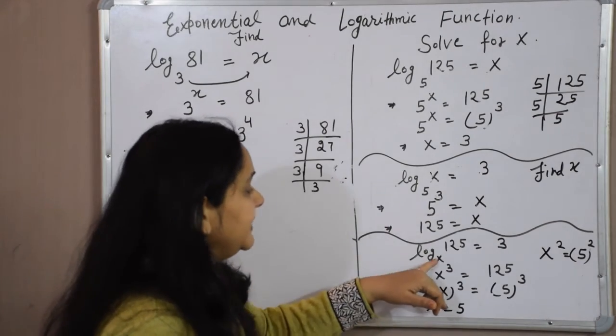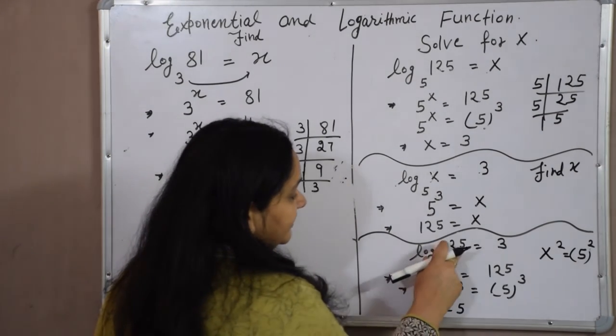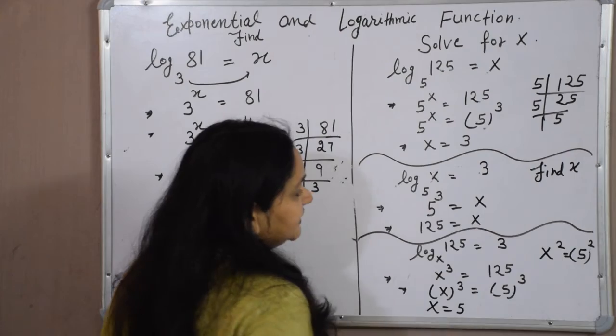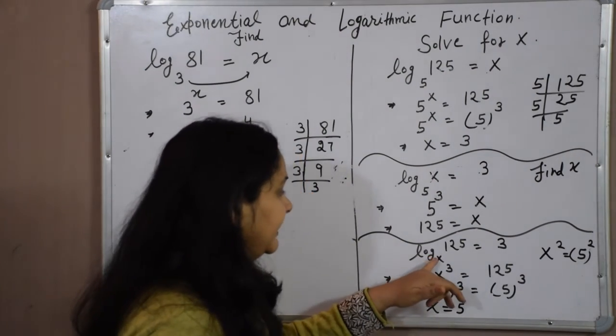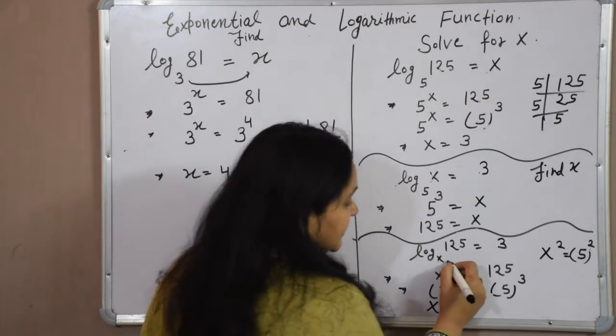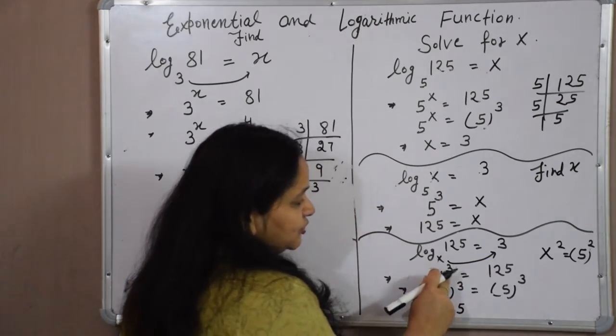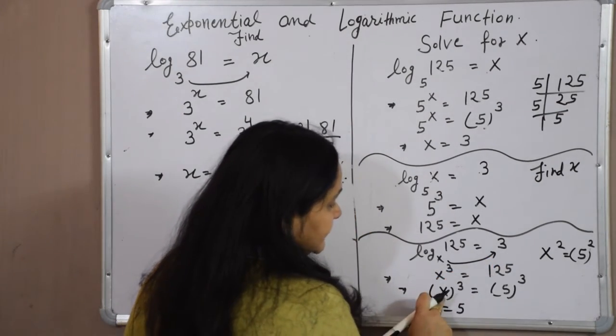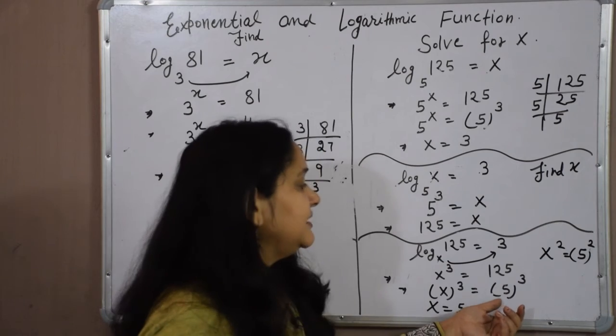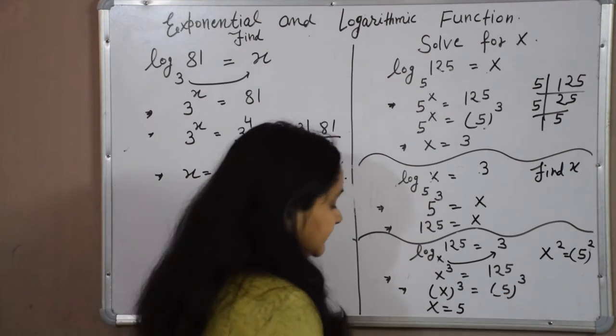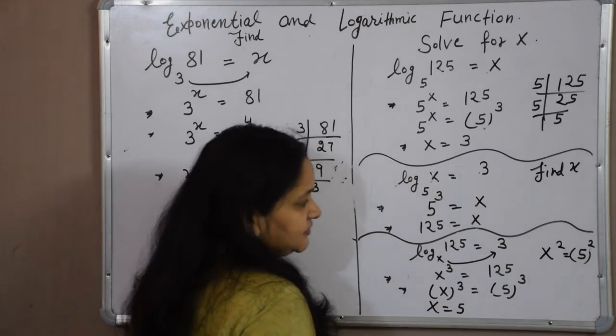Now the third is base is unknown. Log of 125 to the base x is equal to 3. How can we write it? We can write it, x base will shift here. So x cube is equal to 125. x cube is equal to 5 raised to power 3. So bases are the same, x is equal to 5.